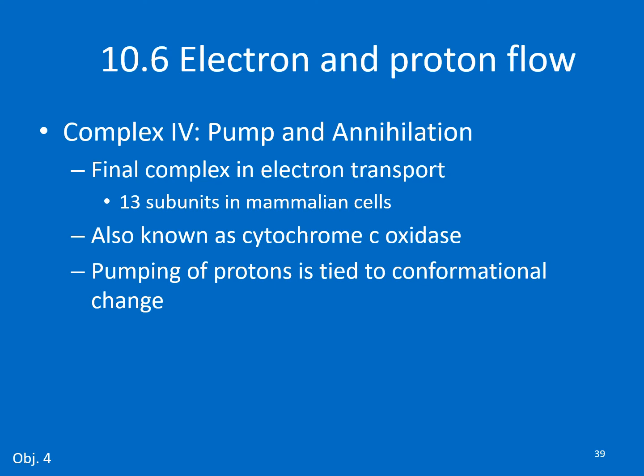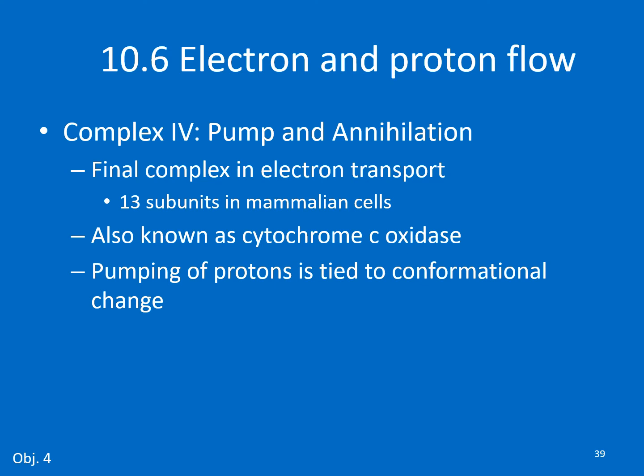Okay, so finally complex 4, proton pump and annihilation. So this is the final complex in electron transport. So oxidation, that's 4 protein complexes. It takes a lot of work. Phosphorylation just takes 1 protein complex. So this is the final complex in electron transport, and it has 13 subunits in mammalian cells. So it is, once again, a real huge complex. And it's also known as cytochrome C oxidase.